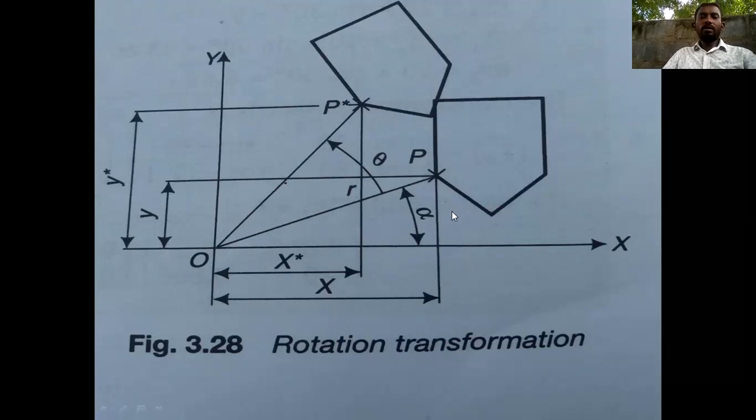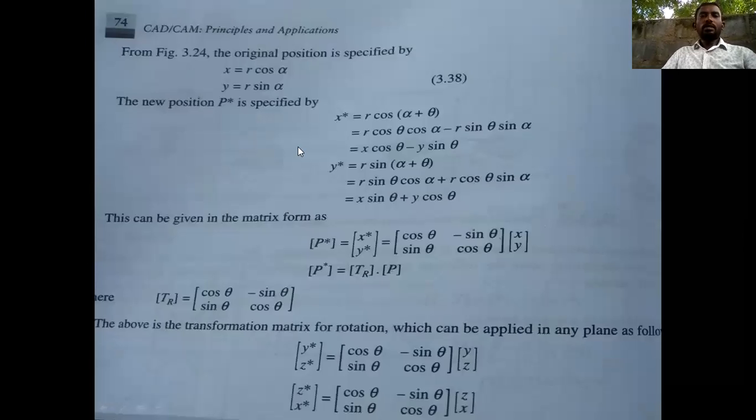Opposite is nothing but y by r. Next, cos alpha is adjacent side by hypotenuse, which is nothing but x by r. So from these relations, we get x equals r cos alpha, and y equals r sin alpha. So the new position P is specified in the same way.